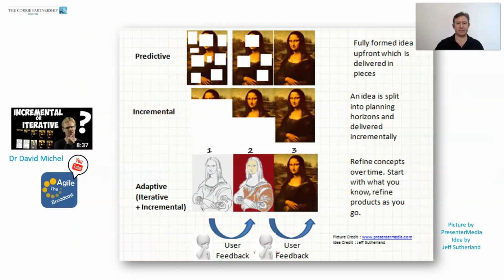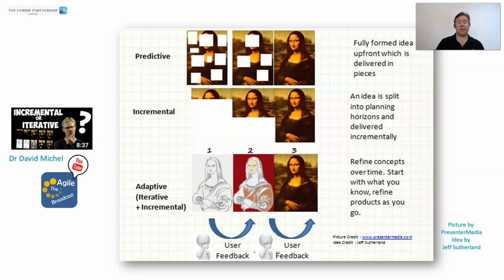And then another way of looking at this, introduced to me by David Michel here, is the predictive or incremental approach compared to the adaptive, which is the iterative and incremental approach together. With both the predictive and the incremental, the idea is that we already know exactly what we're going to produce at the end, so it's just really about how we go about delivering that. With the agile approach, the adaptive approach, we are constantly going back to the users for feedback so that we make sure we're going in the right direction all the way.